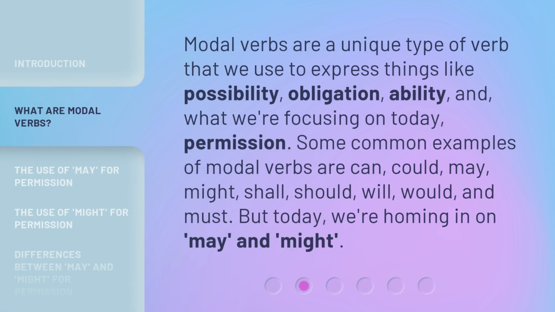Modal verbs are a unique type of verb that we use to express things like possibility, obligation, ability, and, what we're focusing on today, permission. Some common examples of modal verbs are can, could, may, might, shall, should, will, would, and must. But today, we're homing in on may and might.